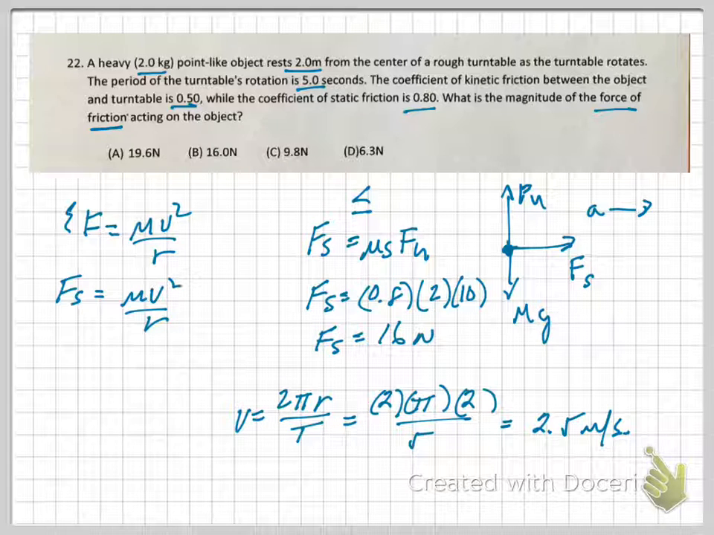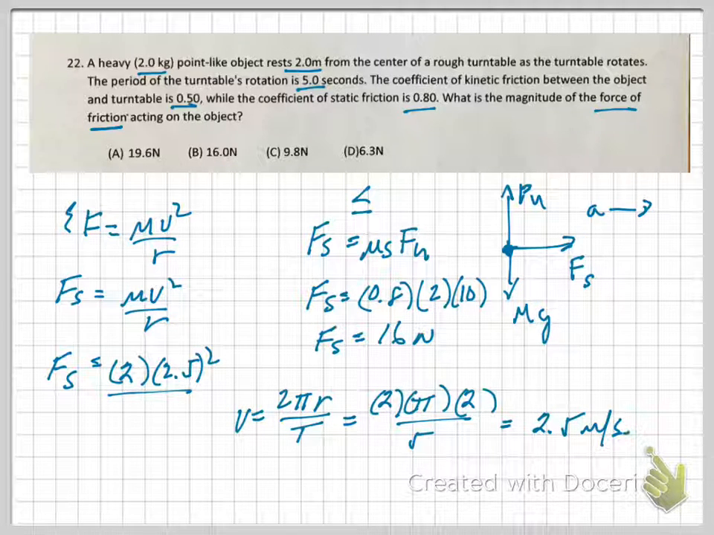So we can plug this in and have 2 times 2.5 quantity squared divided by a radius. The radius is 2. So the static frictional force would be 6.3 newtons, which is less than the maximum.